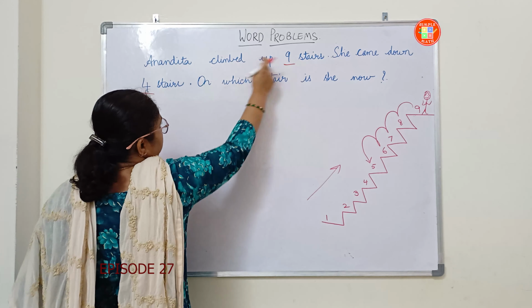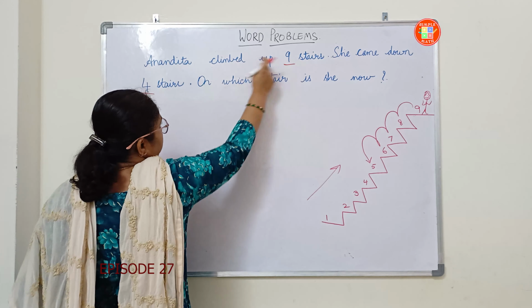Number of stairs climbed. How many are there? 9. She came down 4 stairs. So, number of stairs she came down. You can write it from the problem itself. There is no need to worry. Number of stairs she came down is 4.